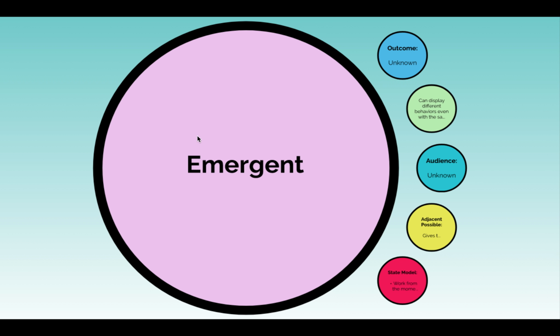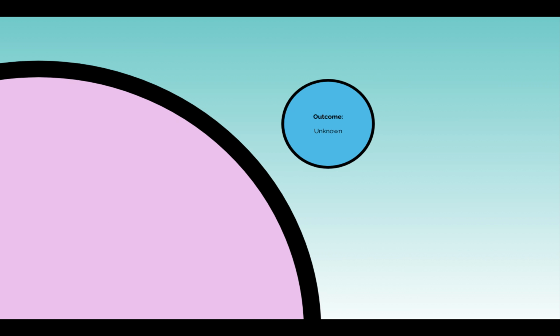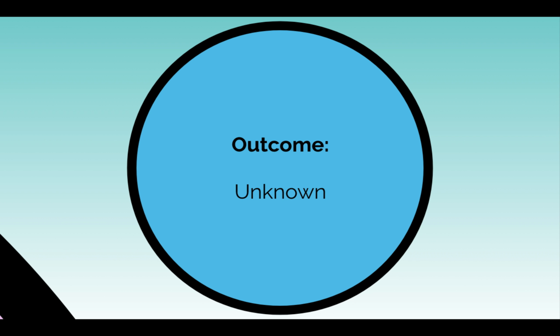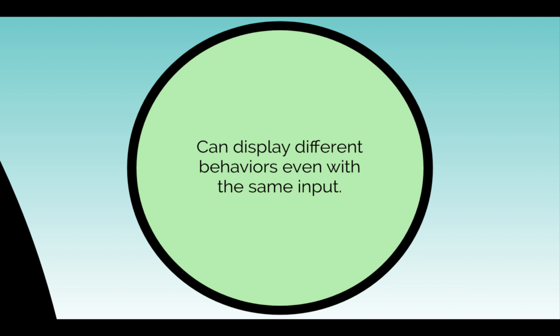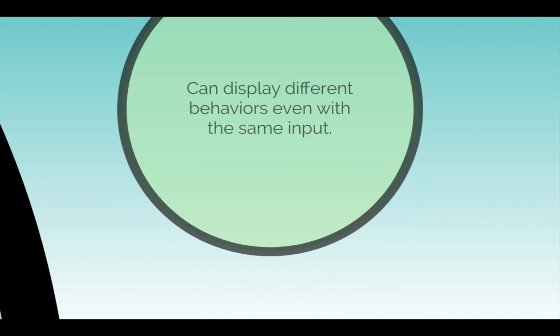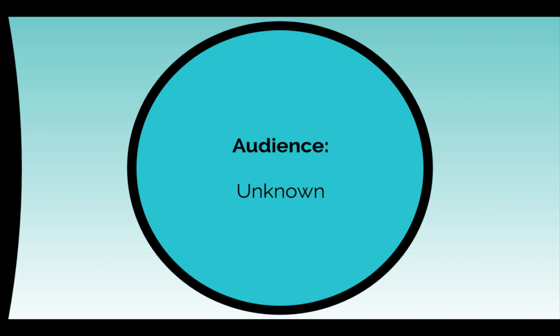So now I'm going to talk a little bit about emergent design. And in emergent design, the outcome is unknown. Emergent design can display different behaviors even with the same input. In emergent design, the audience is unknown, as opposed to deterministic design, where the learning outcomes are identified based on who the audience is.